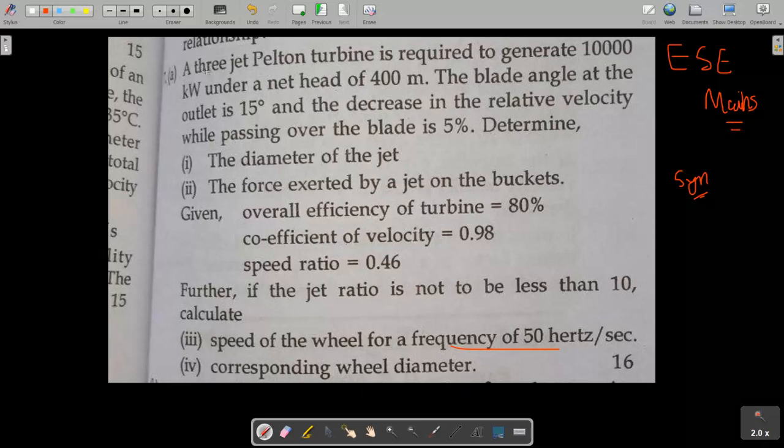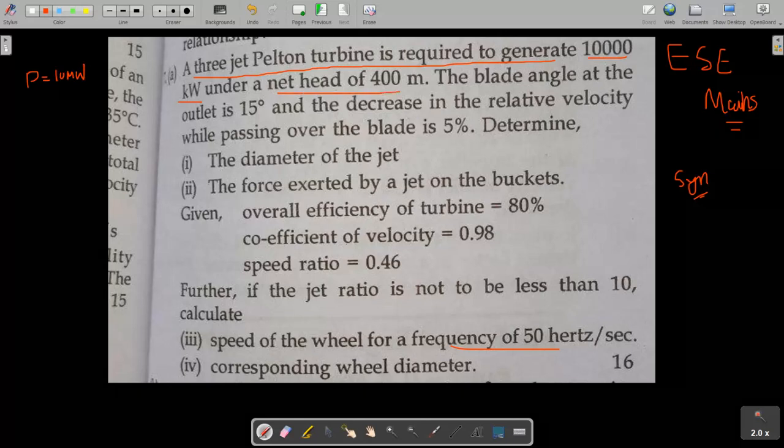The question is, a 3-jet Pelton turbine is required to generate 10,000 kilowatt power. So power is given to us, that is 10 megawatt, we can write, and a net head of 400 meter. So net head is given, 400 meter.